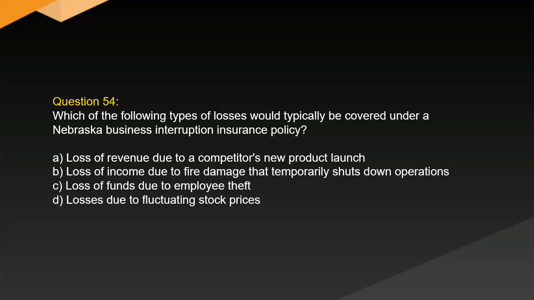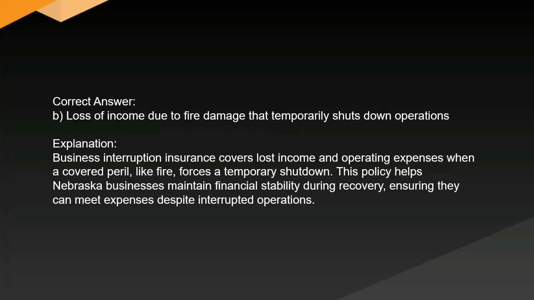Question 54. Which of the following types of losses would typically be covered under a Nebraska business interruption insurance policy? A. Loss of revenue due to a competitor's new product launch. B. Loss of income due to fire damage that temporarily shuts down operations. C. Loss of funds due to employee theft. D. Losses due to fluctuating stock prices. Correct answer. B. Loss of income due to fire damage that temporarily shuts down operations.